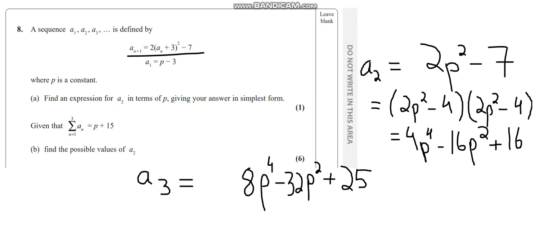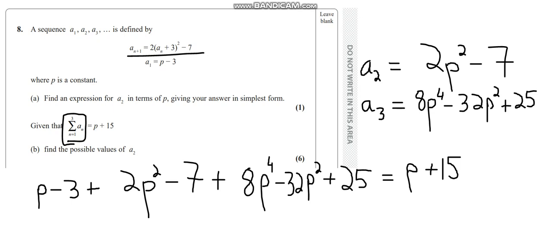So our final value for a3 is 8p to the power 4 minus 32p square plus 25. And now what we'll do is, as you can see, I have a sigma sum here from n=1 to 3, and we have to add all of a1, a2 and a3 together and set it equal to p plus 15.